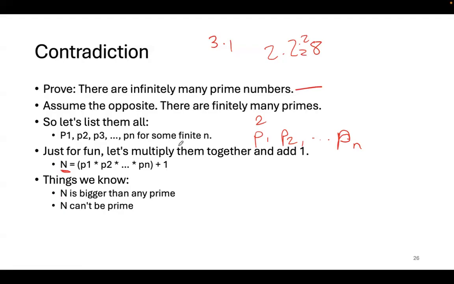Here are some things we know about n. Since we've listed all the primes, and n is a product of primes plus 1, n's got to be bigger than any prime. We know what they all are. It's got to be bigger than any of them. And the other thing is we know that n cannot be prime, because we've already listed all the prime numbers. With me so far?